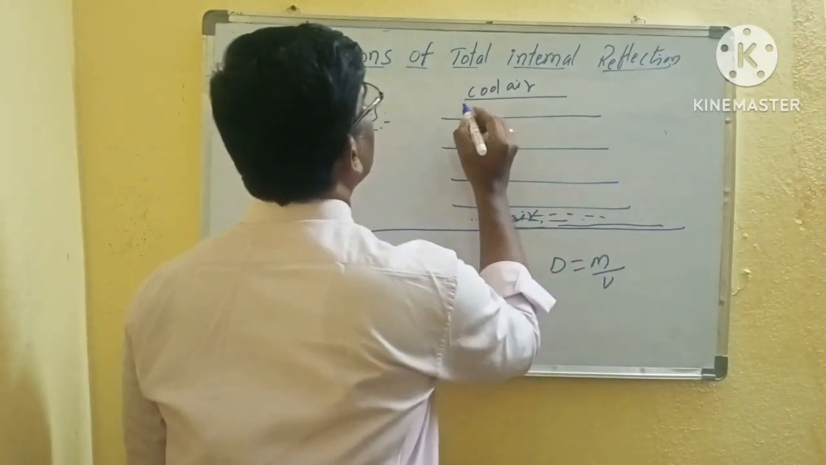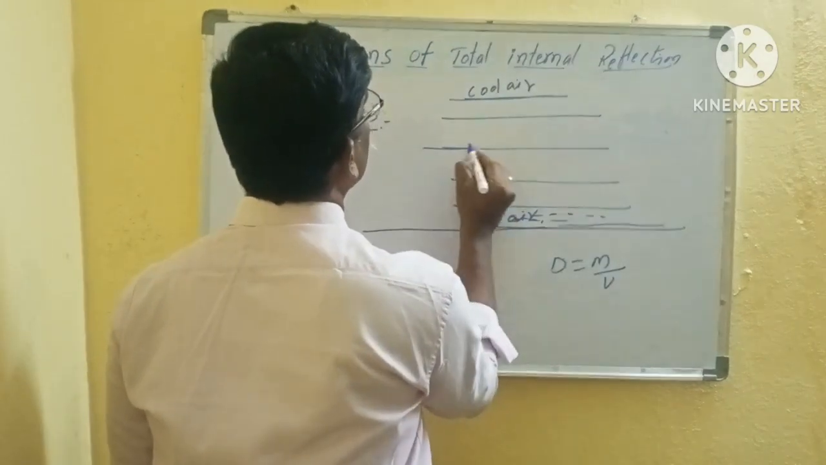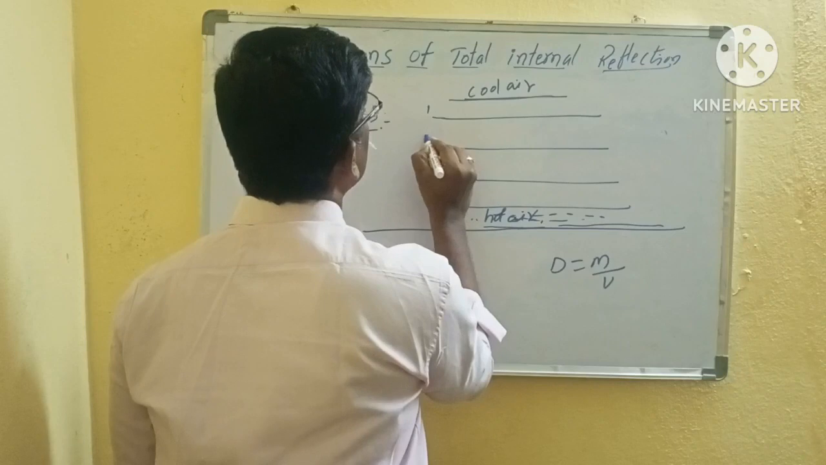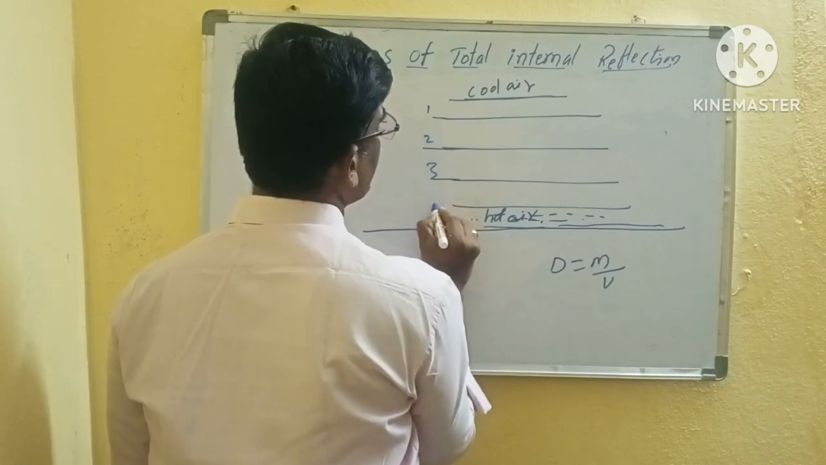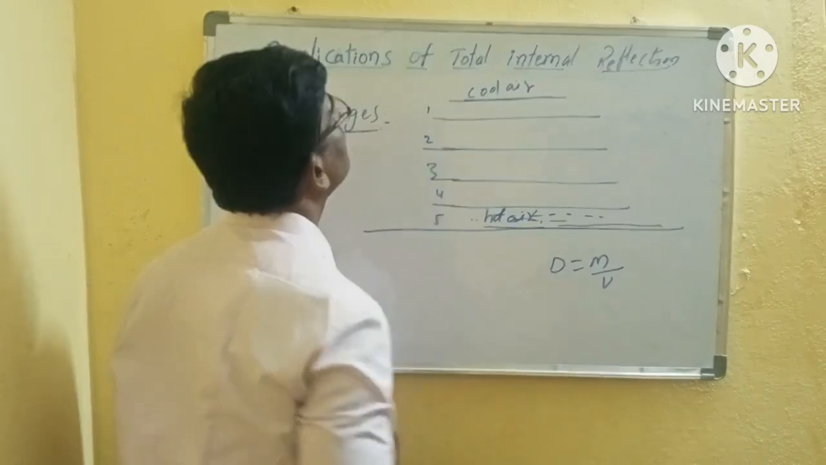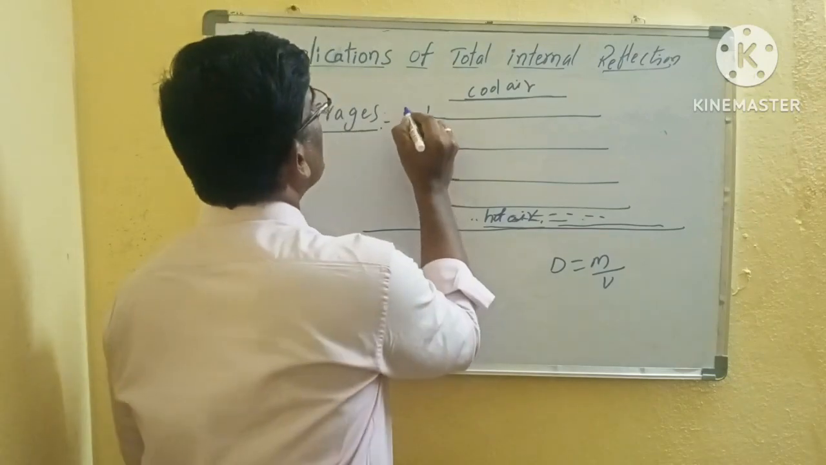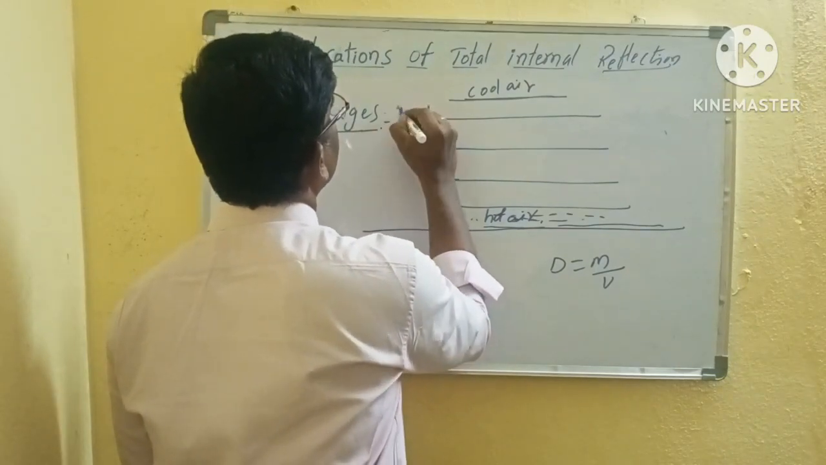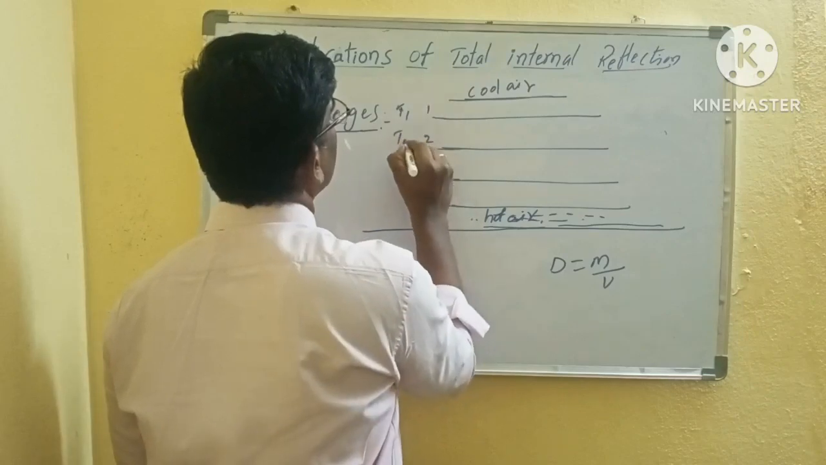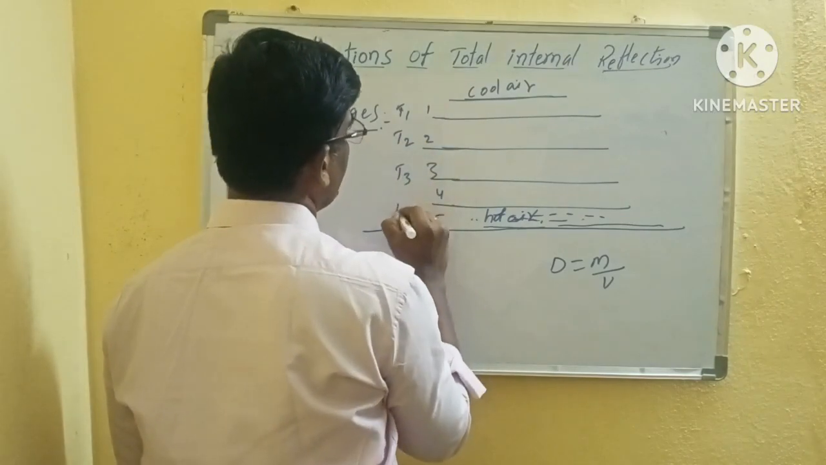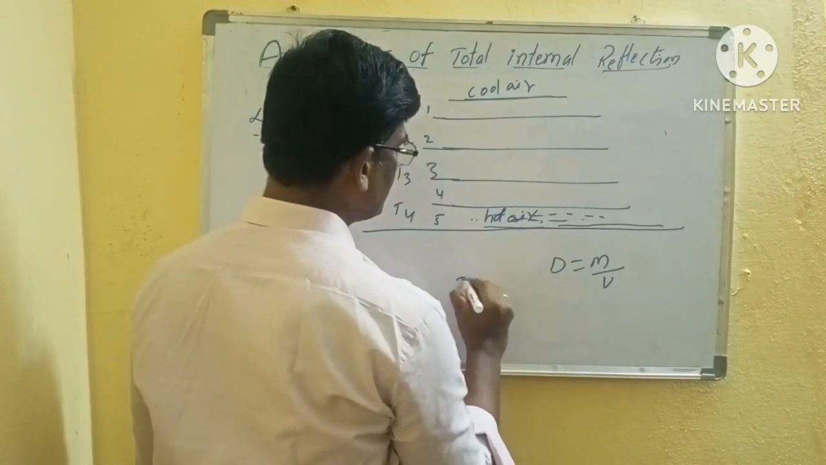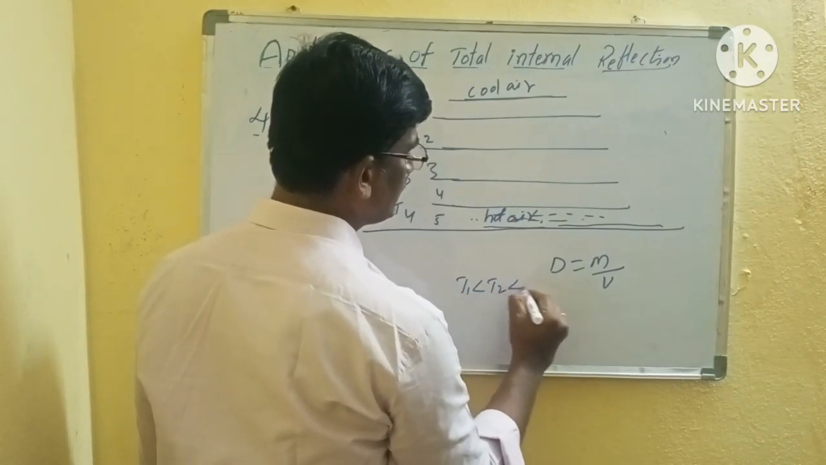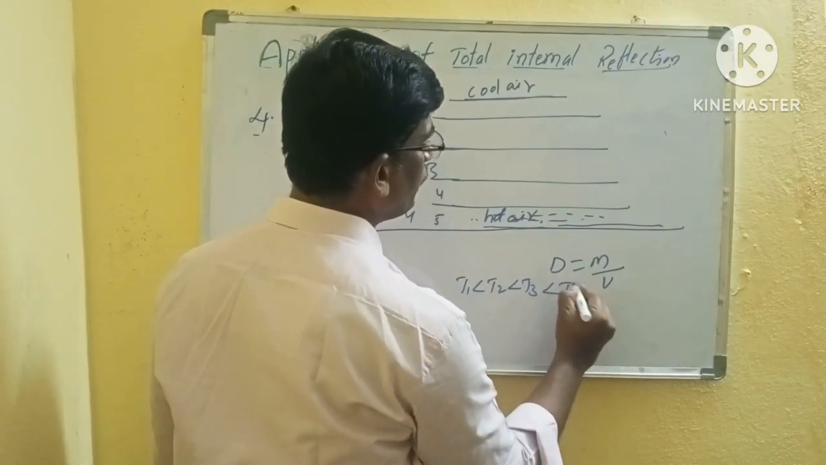In this one, suppose you have to consider five layers. This one has a low temperature. You have to consider T1, T2, T3, T4. Here T1 is less than T2, which is less than T3, which is less than T4.